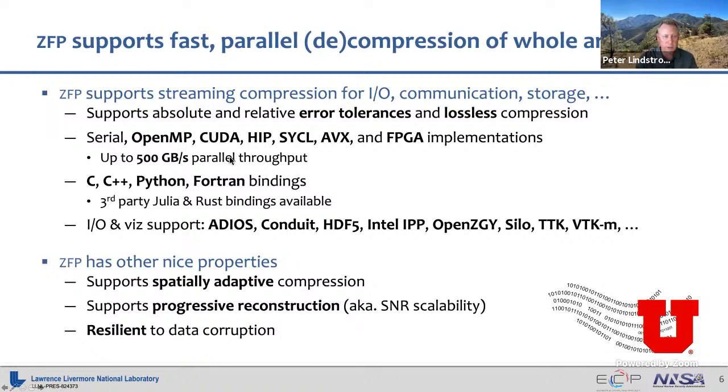As I said, there's also a streaming compression mode where ZFP allows you to specify relative or absolute error tolerances. There's also a lossless compression mode. We have several different backends implemented, from OpenMP to CUDA to HIP and some of the other ones. Intel has their own AVX implementation of it. We also have an FPGA implementation of this. We support several different languages: C, C++, Python, and Fortran. There are also third-party implementations out there for Julia and Rust and a few other languages.